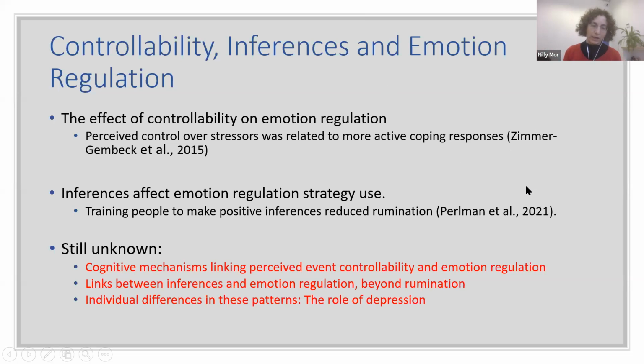But linking these things together, what still is unknown is what are the cognitive mechanisms that may link perceived controllability and emotion regulation. We also don't know what are the links between inferences and emotion regulation beyond rumination. And importantly, if our starting point was depression, then looking at these intricate relationships between controllability, inferences, and emotion regulation in depressed versus non-depressed people may give us some clues as to understanding the mechanisms through which inferences affect or promote risk for depression.